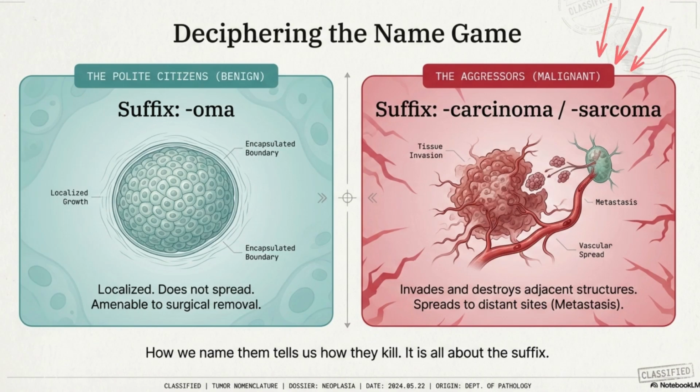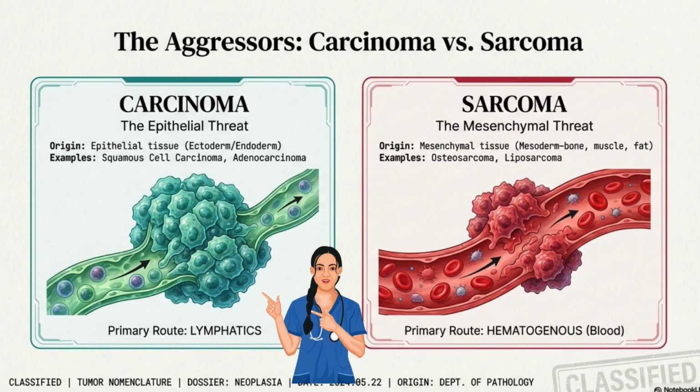Malignant tumors, the aggressors. Malignant tumors arising from epithelial tissue are named carcinoma. They come from ectoderm or endoderm. They spread via lymphatics usually. For example, squamous cell carcinoma, adenocarcinoma.